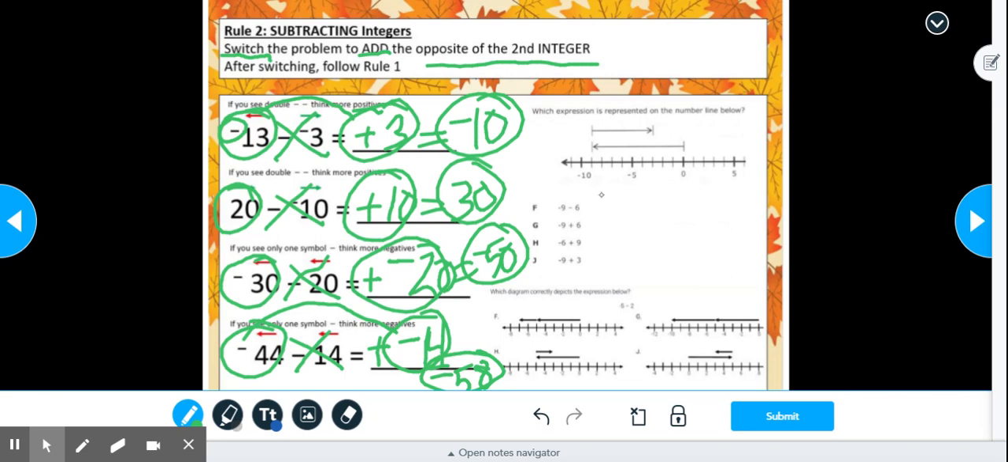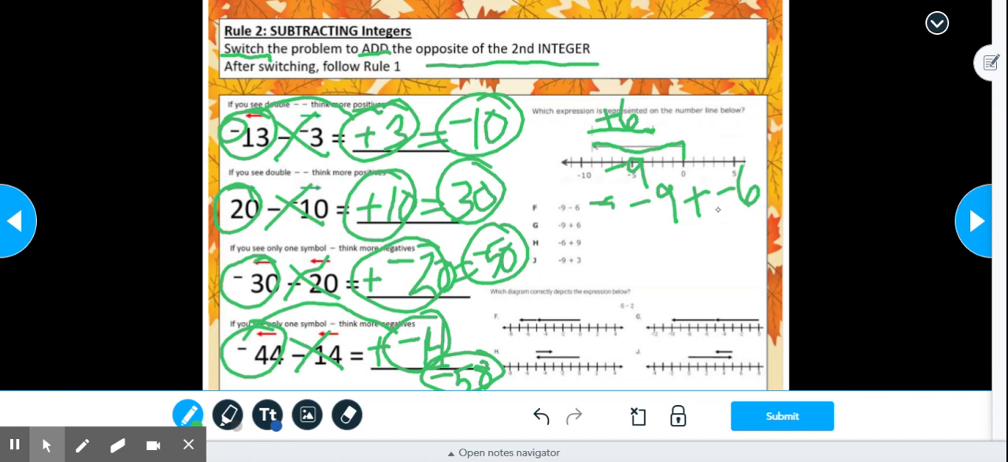Now, for this problem, we've seen this before, but I'm still seeing students pick the first one here. This is a subtraction problem, so we need to rewrite it as an addition problem. What this is really saying is taking away 6 is the same as adding 6 negatives. So we take a look at our number line. Our first arrow is going to the left, negative 9. And then our second arrow is going to the right, positive 6. So we got negative 9 and positive 6.